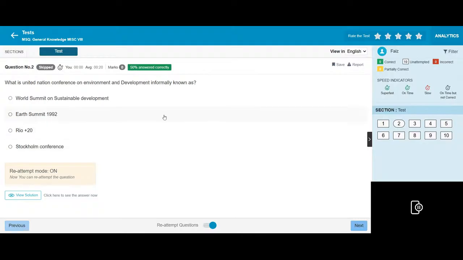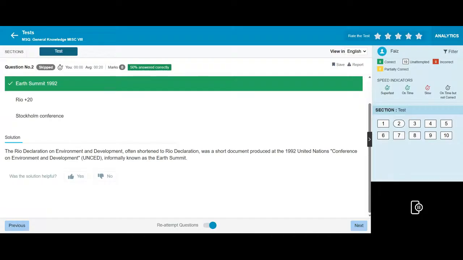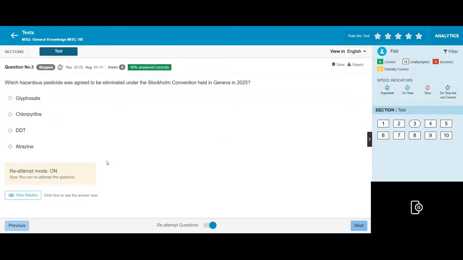What is the United Nations Conference on Environment and Development known as? The Rio Declaration on Environment and Development. The Rio Declaration was a short document produced at the United Nations Conference on Environment and Development, known as the Earth Summit.